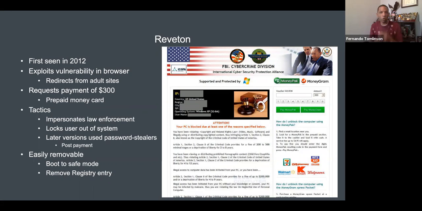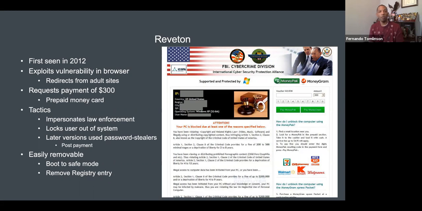So this ransomware requested a payment of $300, and at the time, it was a money card that it wanted. So to try to instill fear in the user, it actually tried to impersonate law enforcement. It locked the user out of the system. And then guess what? Later on within the ransomware, it also tried to steal passwords and what have you. Now, this was all easy to remove once you fully understood it. It was simply a registry key that could be removed.